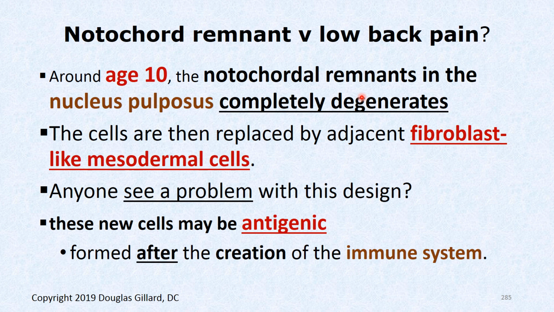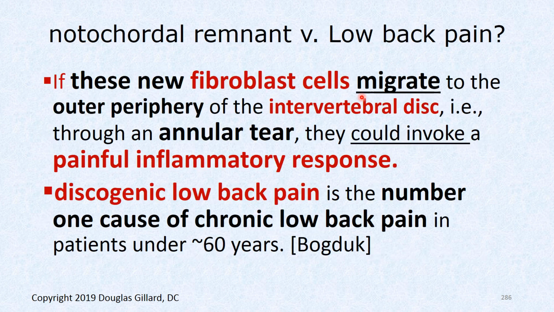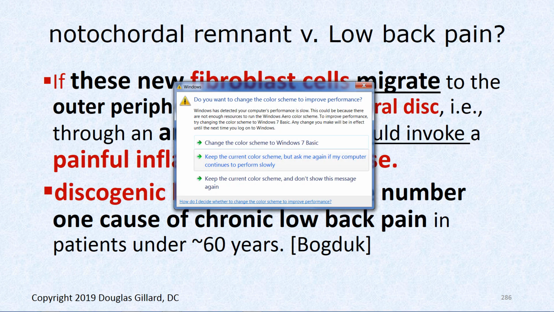So everything's fine. The body can't see them anyway. But what happens if you get a rip through the annulus fibrosus, and those new fibroblast cells drift out into the periphery of the disc through this rip, which is called an annular tear? And once they get in contact with the blood, your immune system lives in the blood, right? And the immune system sees these weird cells, and it goes, wait a minute, let's look at our list. There's nobody on the list.